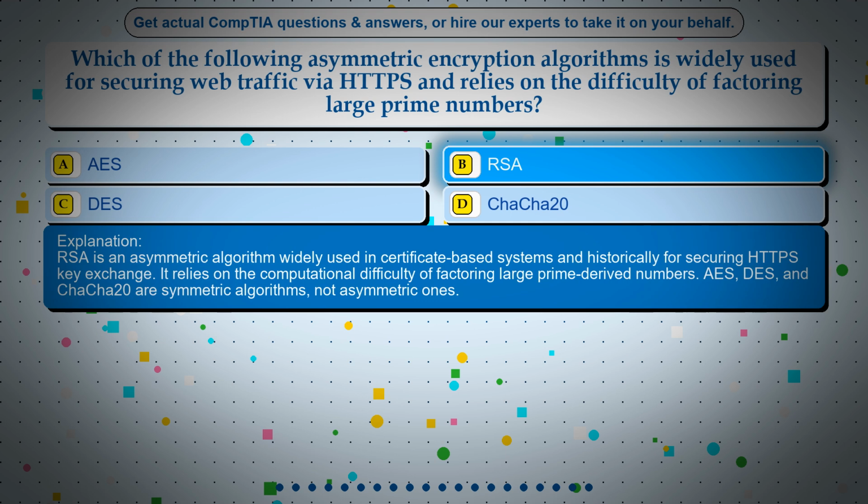RSA is an asymmetric algorithm widely used in certificate-based systems and historically for securing HTTPS key exchange. It relies on the computational difficulty of factoring large prime-derived numbers. AES, DSA, and CompTIA are symmetric algorithms, not asymmetric ones.